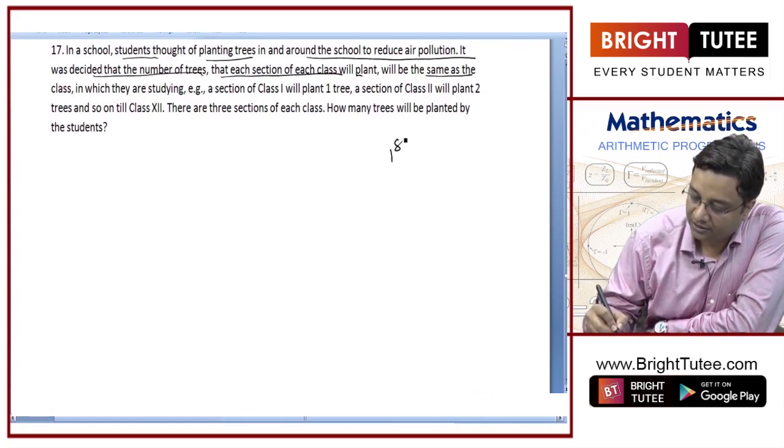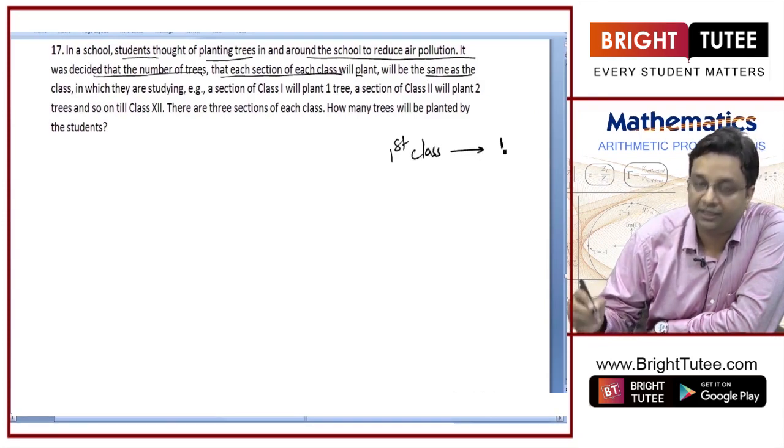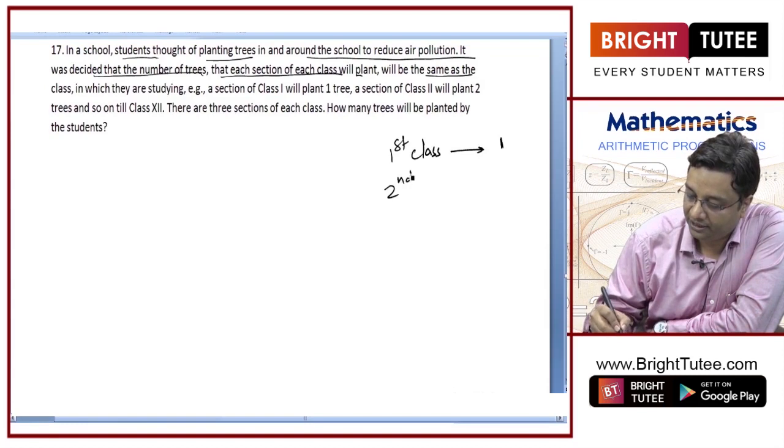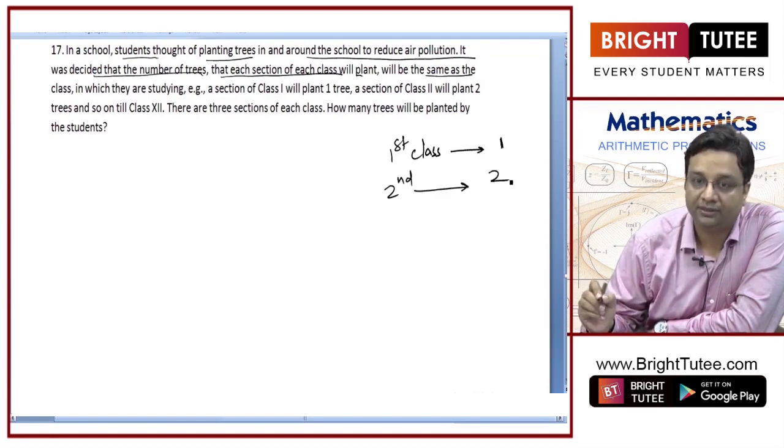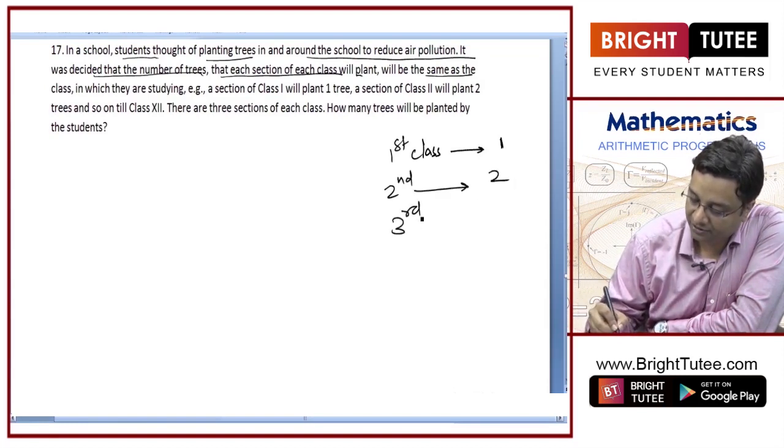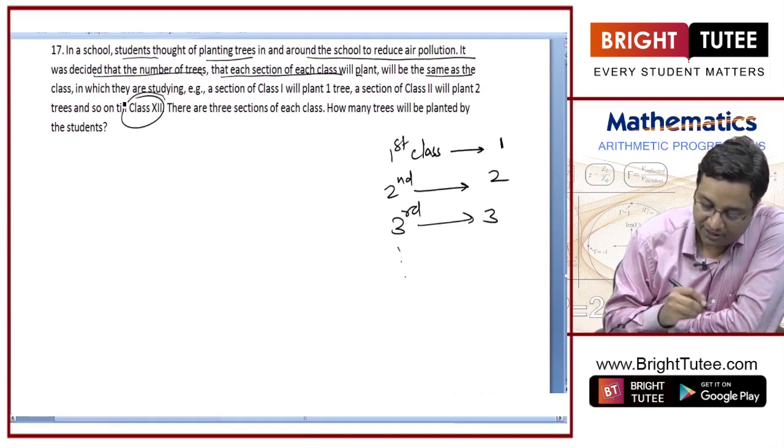So the first class students will plant 1 tree, right? Second class will plant 2 trees. Similarly, third will plant 3 trees and so on. How many classes are there? There are 12 classes.